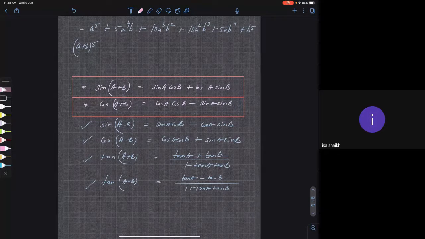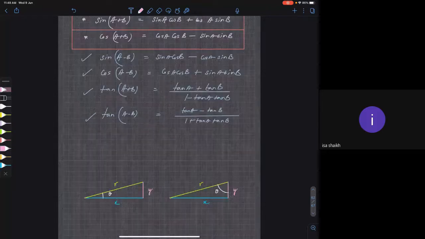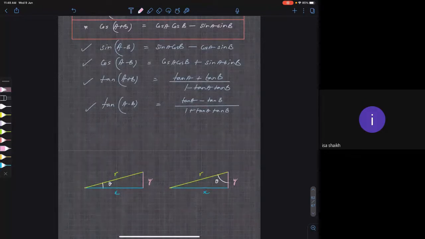And similarly, from these two formulas, we will derive the other formulas I told you. Now the question is, where did we get these two formulas from? Everybody knows where we got the formula of (a plus b) whole square, right? We know the proof. So what is the proof for (a plus b) whole square? Tell me.